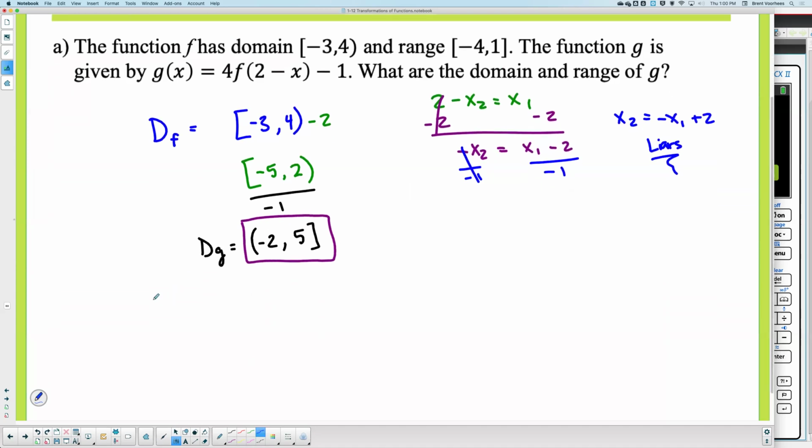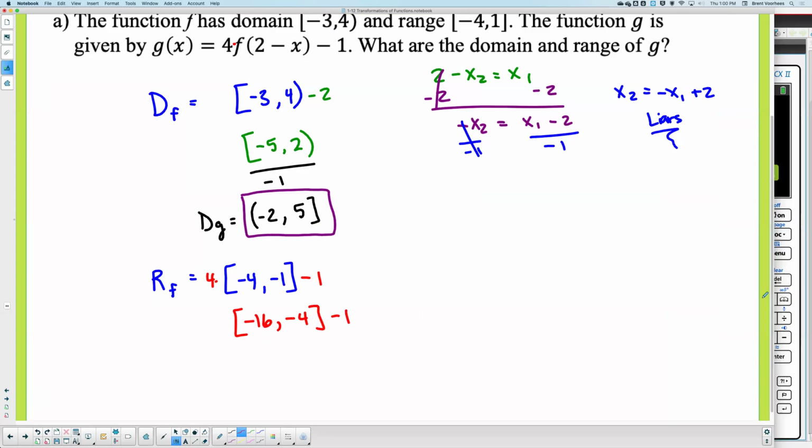Now let's reload and try this again. The range of f is (-4, -1). Now this is going to be easier because this is truth tellers. What does it say to do on the outside of this equation? Multiply by 4 and subtract 1. So we have a dilation and a translation. So PEMDAS, you need to multiply first. When I multiply, what do I get? Negative 16 and negative 4. And then we subtract 1 to that.